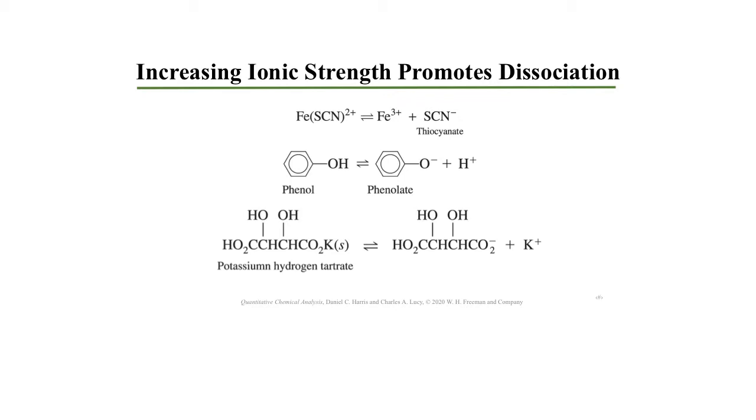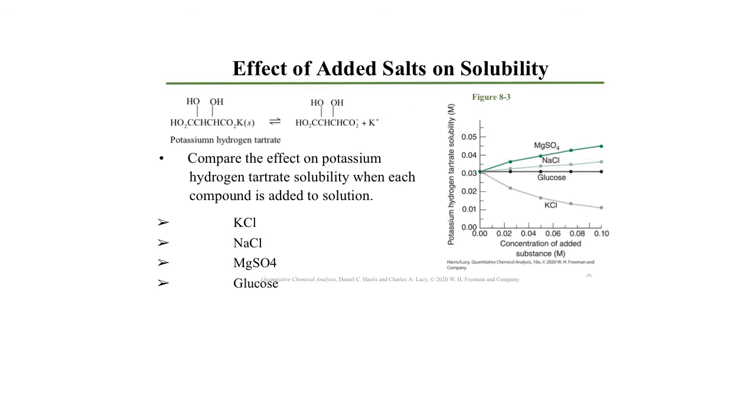So if you look at that FeSCN 2+ that we looked at before, it promotes that dissociation. You look at phenols, it promotes that dissociation. KHP promotes that dissociation. Sorry, that was potassium hydrogen tartrate before, not potassium hydrogen phthalate.